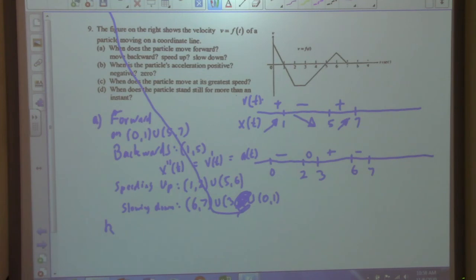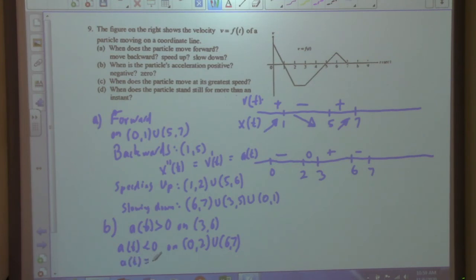Okay, here we go, B. So where do we have acceleration positive? 3 to 6, yes. And negative, 0 to 2 and 6 to 7. That's 6, 7. And a of t equals 0 on 2 to 3.